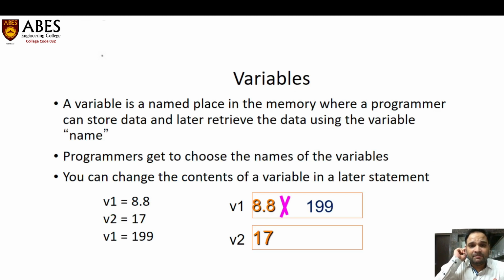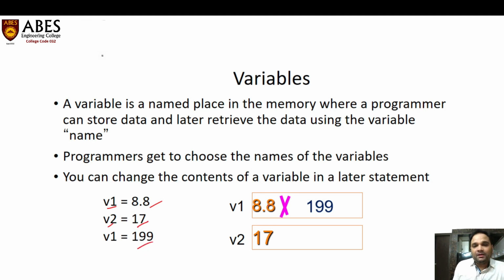What are variables? A variable is a name placed in the memory where the programmer can store and retrieve data by that name. So when we store some value, we give a name to the value, or we can say to the memory location. When we store 8.8 in a variable named v1, and later in another variable v2 we assign the value 17, and after some calculation we decide that the value of v1 will be 199.